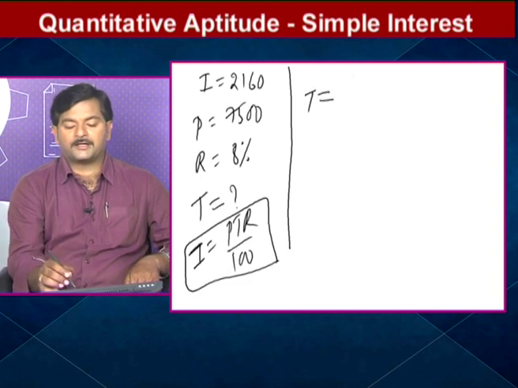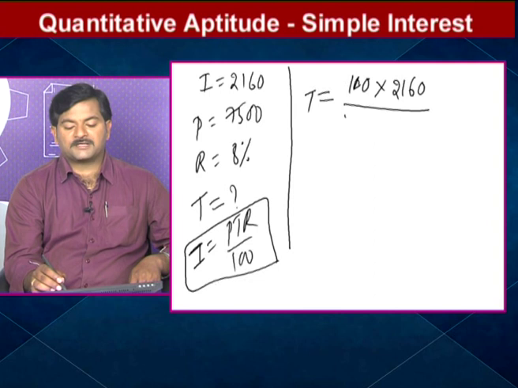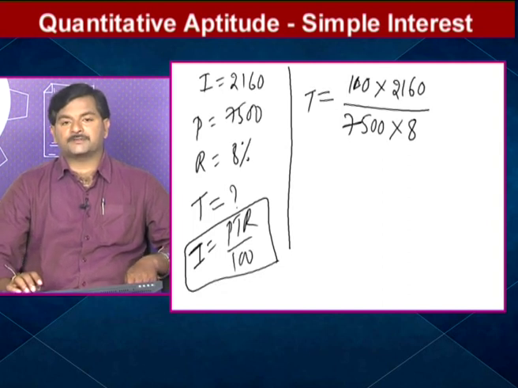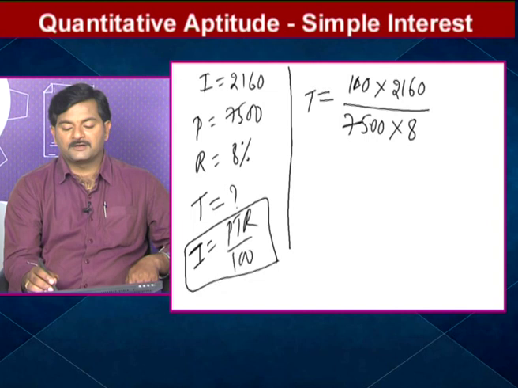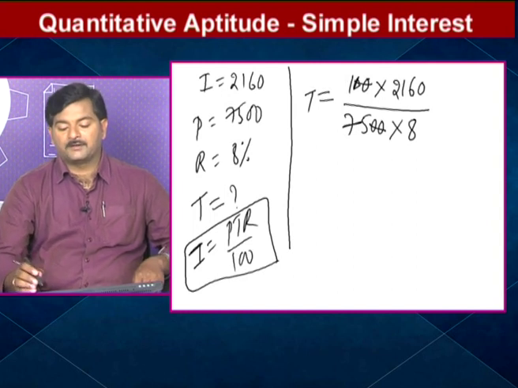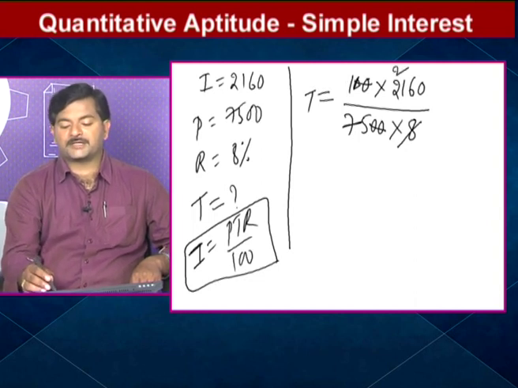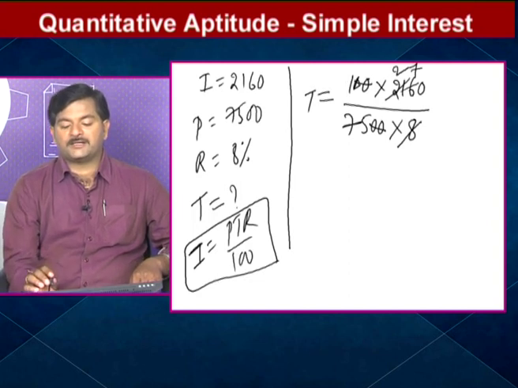So T is equal to 100 into I, where I means interest, 2160, divided by P into R. P value is given, 7500, and the R value is 8%. So all the parameters are given. Now we'll simplify. We can cancel these two zeros. Will it go in the 8 table? 8 2s are 16, so 5 left. 8 7s are 56. So T is equal to 27 by 75.